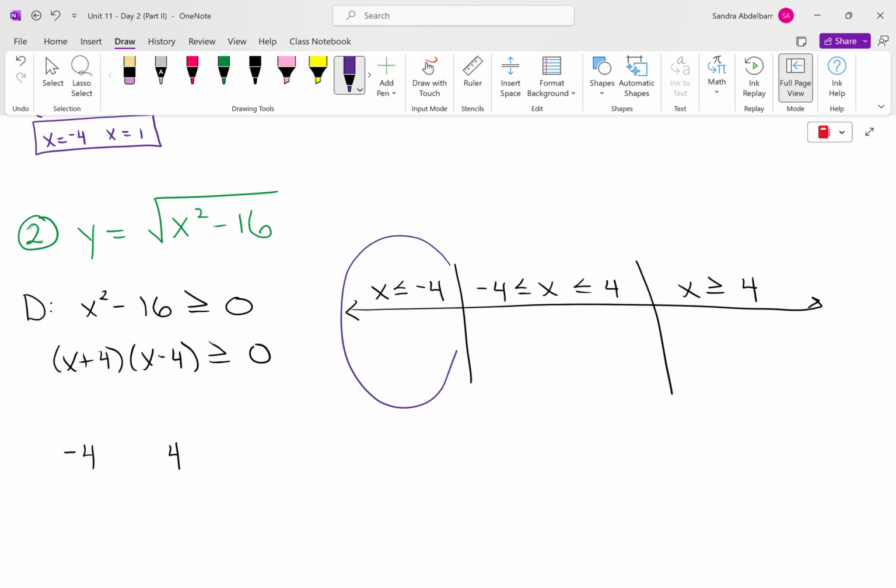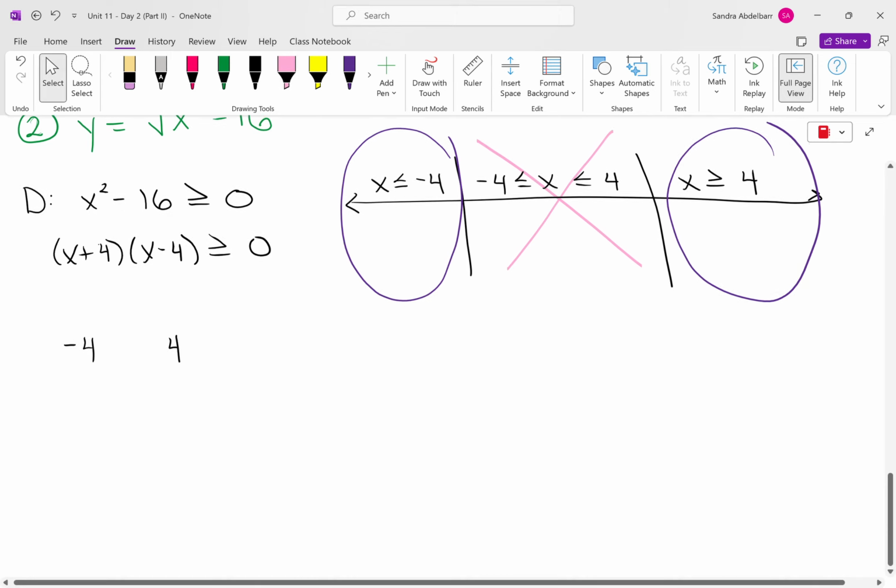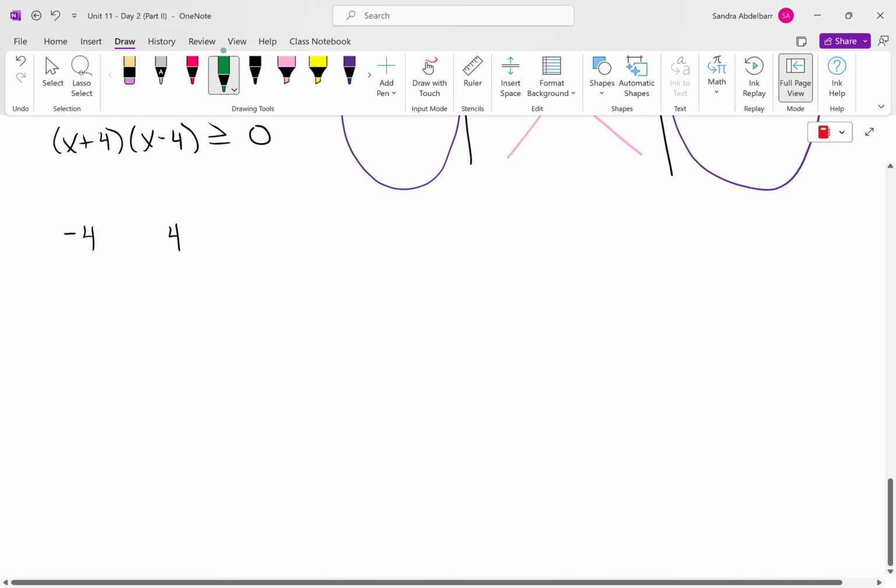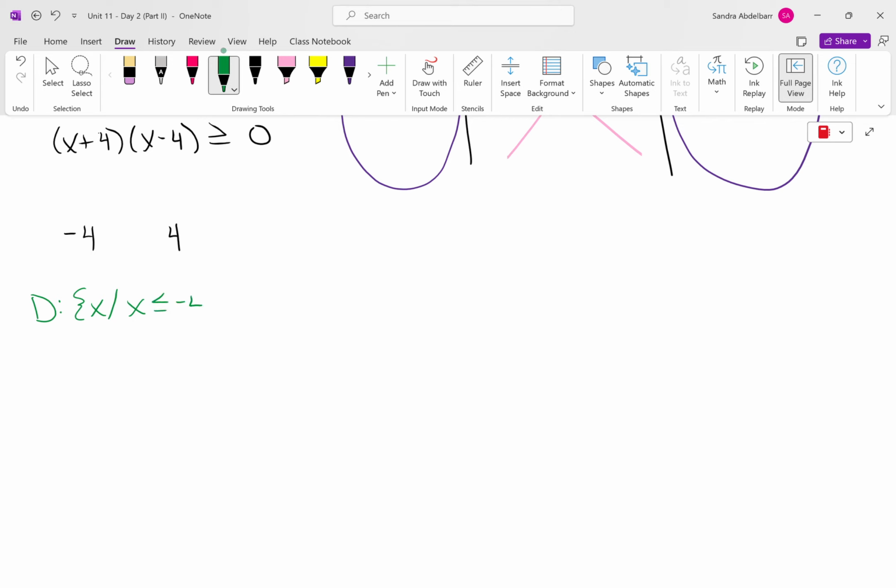Which sections did you guys find were the winners? The first column and the last column, and the middle column did not work out. Does anybody need to see me test the regions? Good. Okay. So our domain is going to be x such that x is less than or equal to -4 or x is greater than or equal to 4.